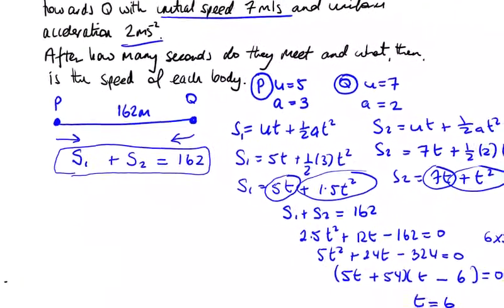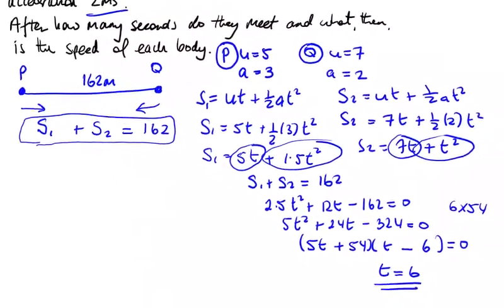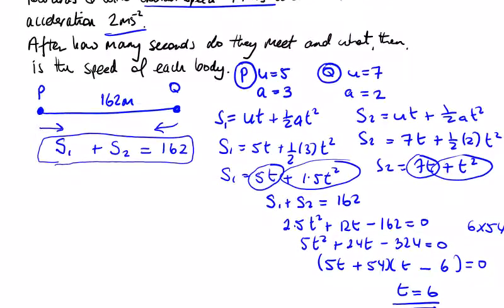Are we asked for distance here? After how many seconds did they meet? Okay, we have that. And the speed of each body. So we're not looking for how far P has gone and how far Q has gone. That'll probably be in one of the next questions.